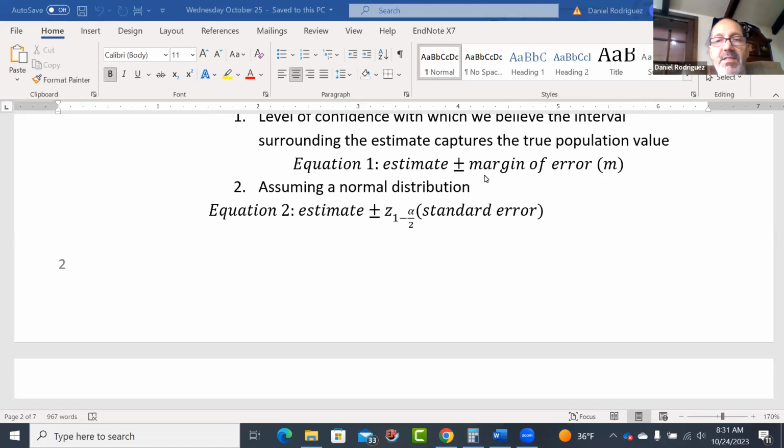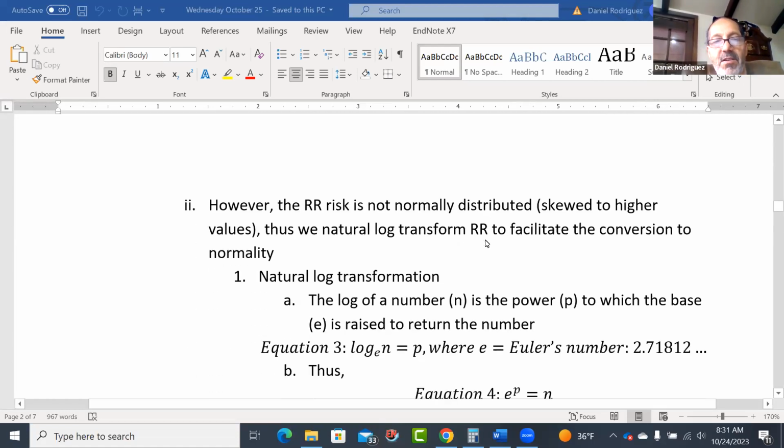So this margin of error is some z value. A z value is a standardized value. Alpha is the probability of a type 1 error. I'm just showing you this right now. Again, in stats, you're going to have to know how to do this. This is multiplied by the standard error. So one of the problems we have with the relative risk and the odds ratio coming down the road here in a few minutes is that they're not normally distributed.